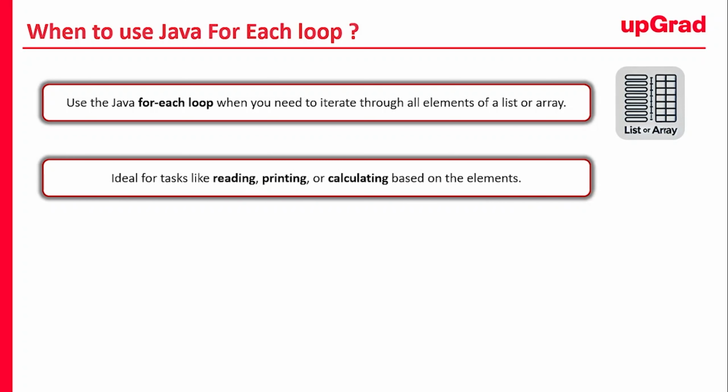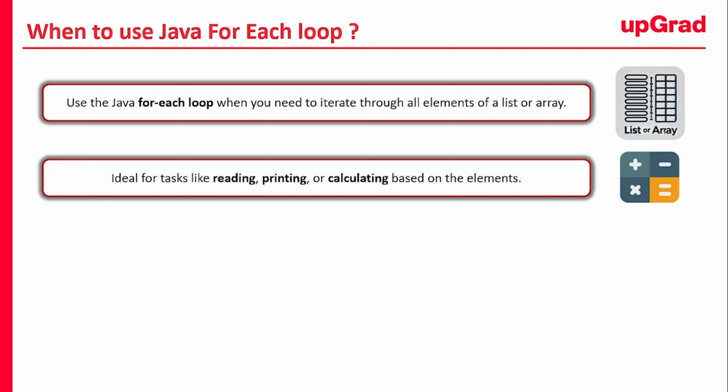Now it's perfect for situations where you just need to read or process the elements, like printing them or calculating based on any factor. For example, if you want to print all the items in an array or sum up numbers, the for each loop makes this easy and much cleaner.